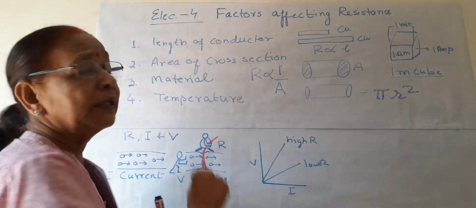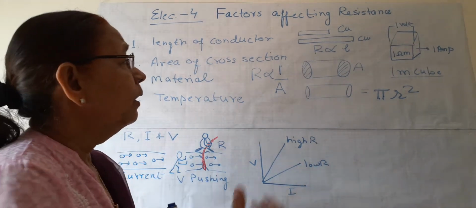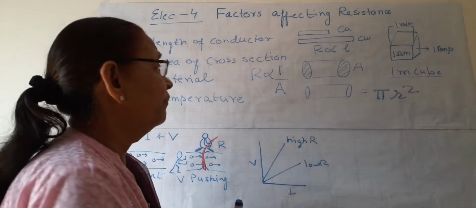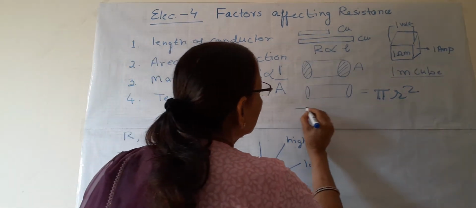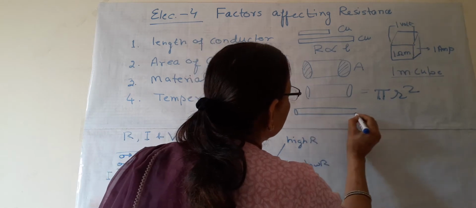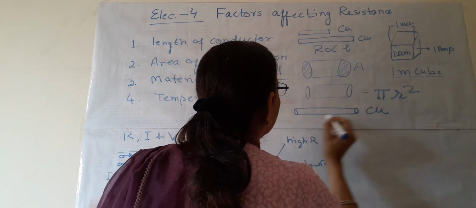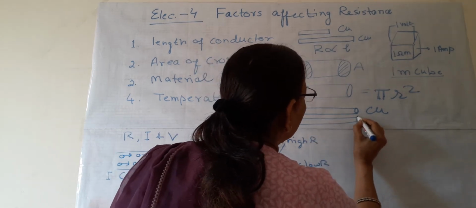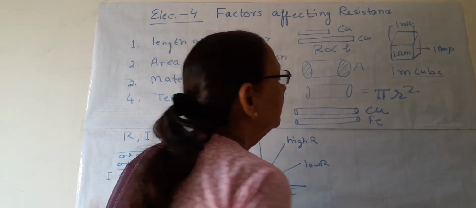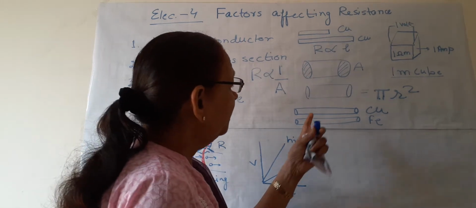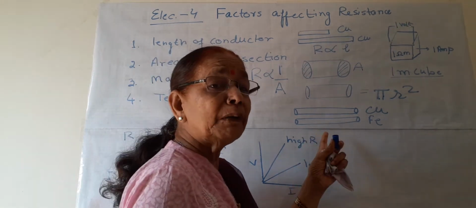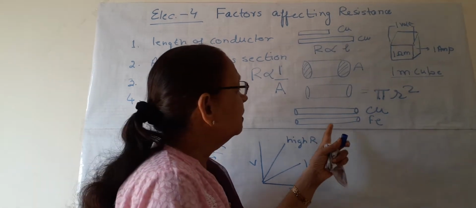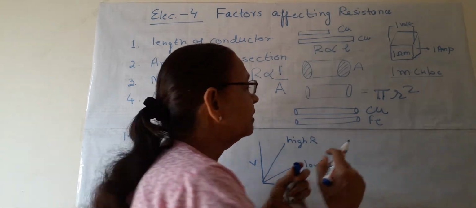Now the third one, about the material. Of which material this wire is made up of. So if it is a copper wire, suppose this is a copper wire, and with the same length and same breadth we have a wire of iron. What will happen? The resistance of both will be different. Copper will have less resistance, iron will have more resistance.